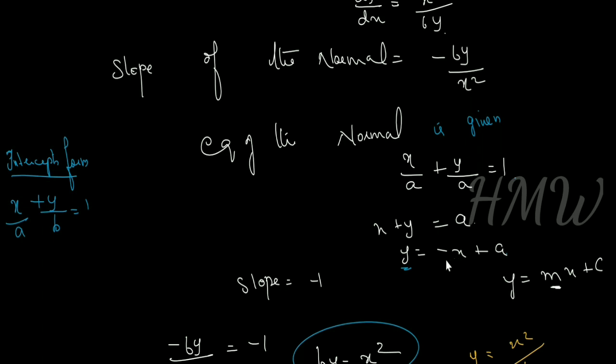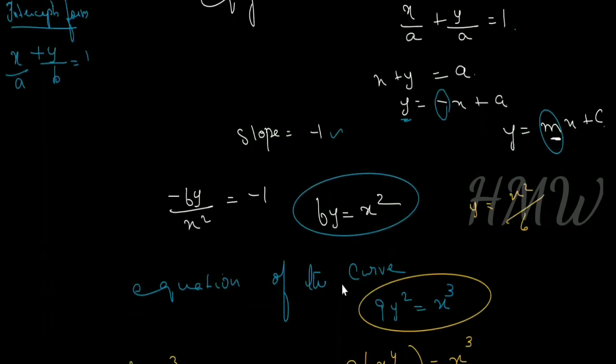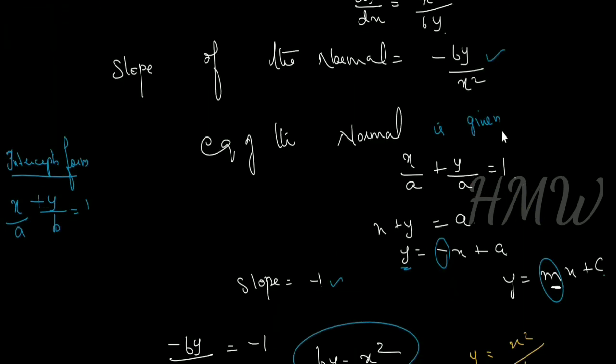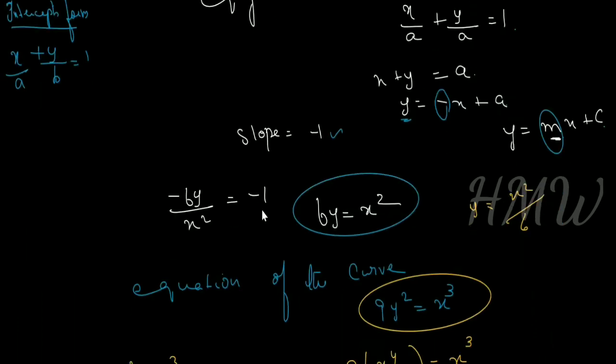This minus 1 is the slope, because we know that y is mx plus c, where m is the slope. So here your m is minus 1. So minus 1 is the slope of the normal. But already we have written the slope of the normal as minus 6y by x square, found using differentiation. So minus 6y by x square is equal to minus 1. Both are the slope of the normal. So 6y is equal to x square.